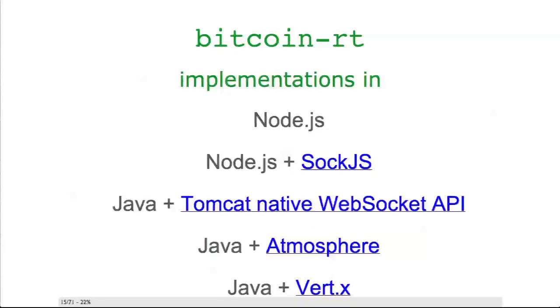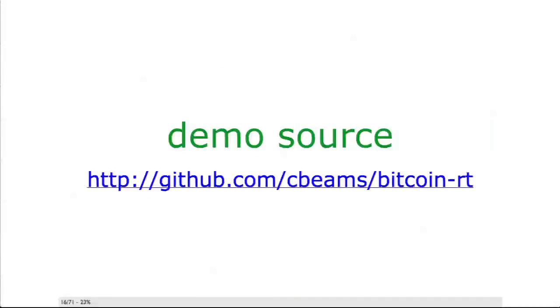There are actually multiple implementations. I'm going to show you the node-based demo here, but we have Node plus SockJS for WebSocket fallback options, which we'll talk much more about in a moment. Java-based applications, obviously, that's what we mostly care about, using Tomcat's own native WebSocket API, using Atmosphere, which is a framework that provides many things, including WebSocket support, and also Vert.x. So that's all available for you to see. And again, the URL will be up at the end of the talk.